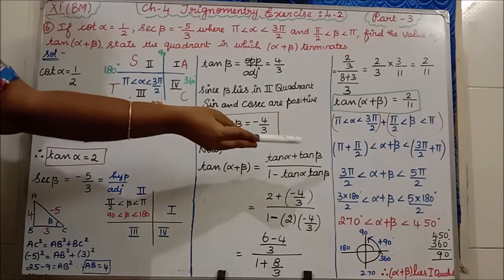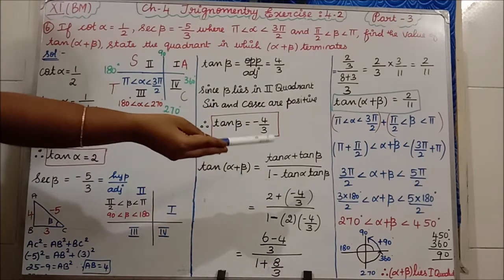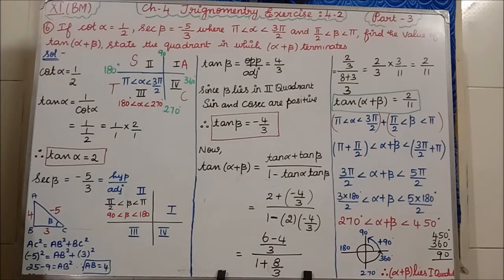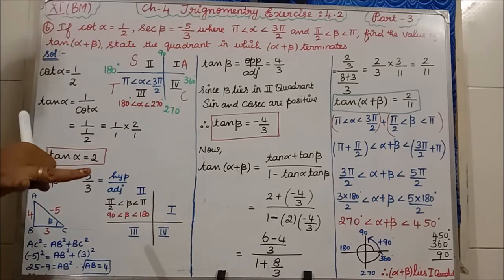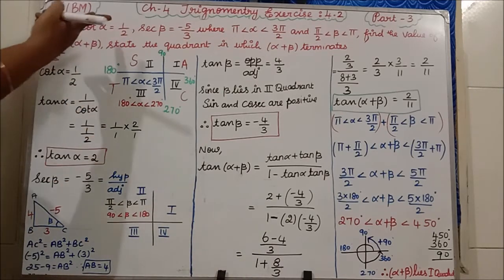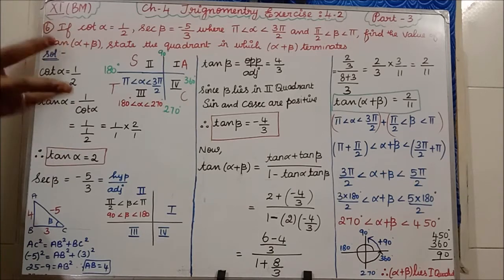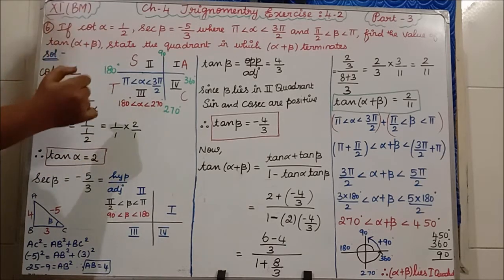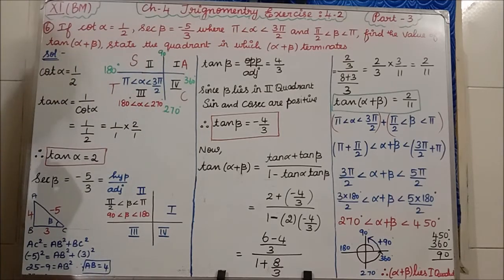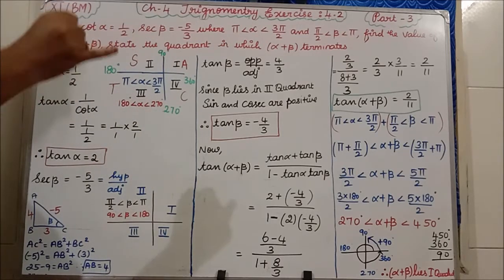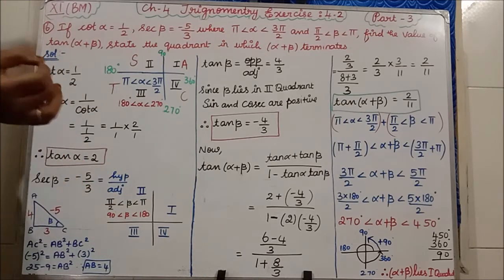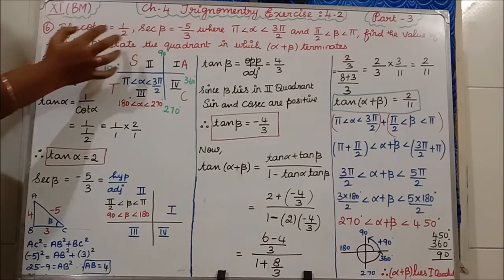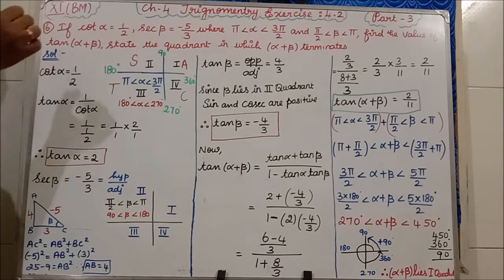Now, tan(alpha plus beta) formula you all know. Tan alpha plus tan beta divided by 1 minus tan alpha into tan beta. That is the formula. So, for this we need tan alpha value as well as tan beta value. In the question they have not given tan alpha value and tan beta value. Okay, but they have given cot alpha value and secant beta value. Using this we have to find what is tan alpha and tan beta value. Clear? Now, cot alpha is equal to 1 by 2. We are starting the solution.